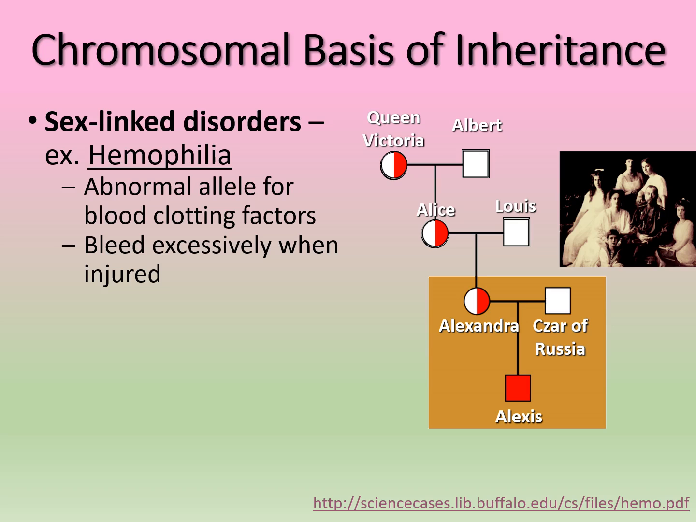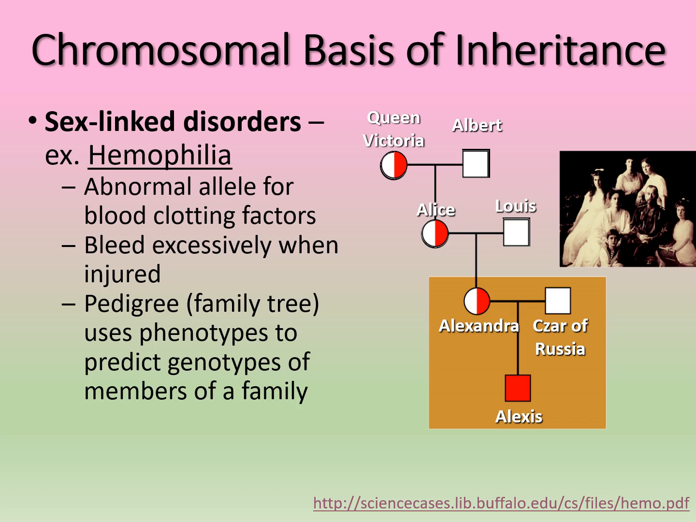So there are some sex-linked disorders that are a little more serious than color blindness. We can function just fine with color blindness, but hemophilia is an abnormal allele for blood clotting factor. So if you are a hemophiliac, you bleed excessively when injured, which can be quite serious, especially way back in the day when medicine maybe was not up to snuff. So there is a very interesting history to hemophilia in the European royal bloodlines.